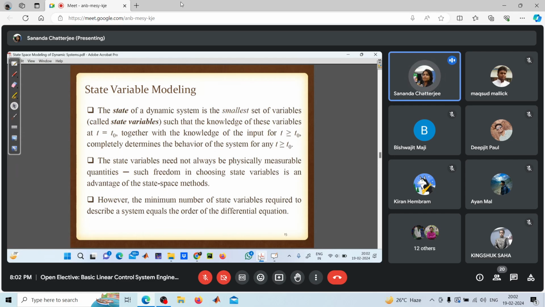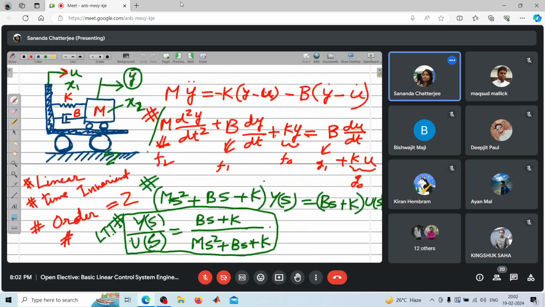Say for a spring mass damper system that we have considered in the last class, containing one spring, one damper, and one mass interconnection. In that case, what was the order of the differential equation? It was a second order differential equation involved to describe this system. And here you see there are two energy storing elements, one is the spring and the mass.